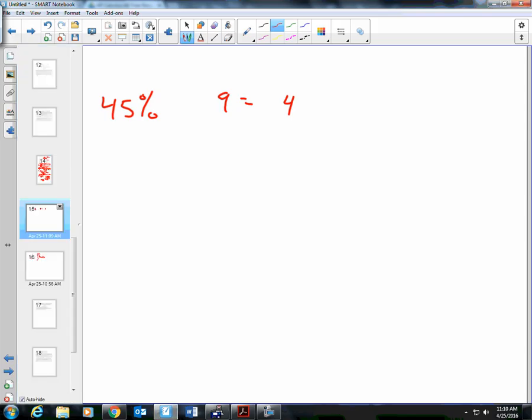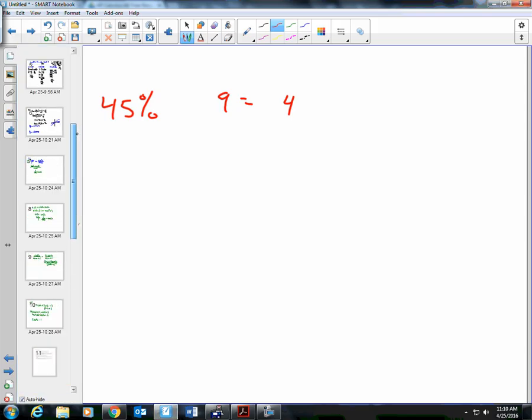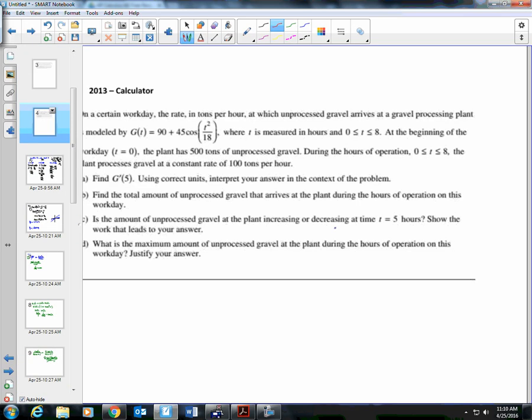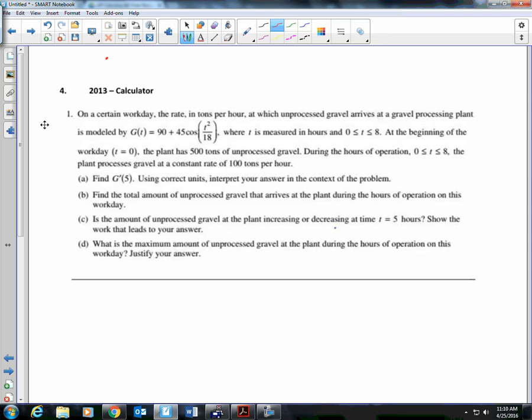We go back to problem number 4. I thought that this was the trickier of the two. On a certain workday, the rate in tons per hour at which unprocessed gravel arrives at the gravel processing plant is modeled by G of t, measured in hours, 0 to 8. At the beginning of the workday, time equals 0, the plant has 500 tons of unprocessed gravel. During the hours of operation, 0 to 8, the plant processes gravel at a constant rate of 100 tons per hour.